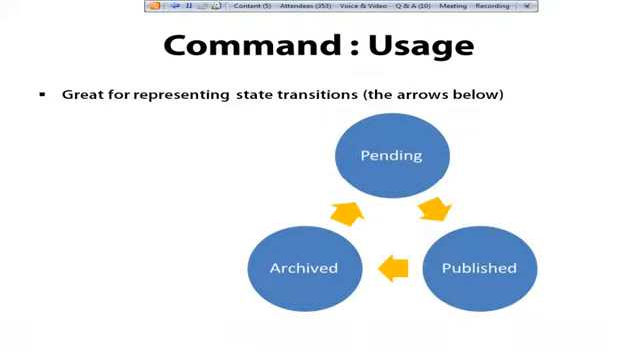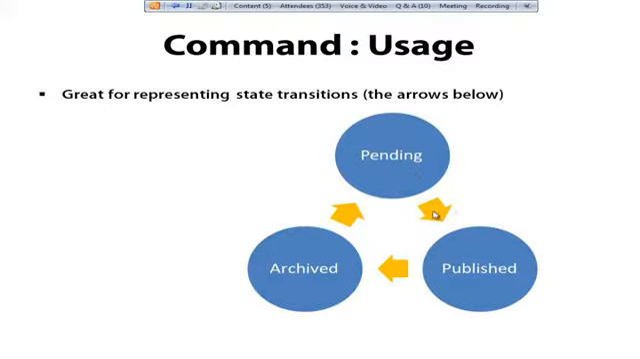One of the common usages that I've found for commands is in representing state transitions. So if you think about a web-based publishing site like codeproject.com, they have articles. And when you first create an article, it might be in draft status or pending status. And then when you're ready to publish it, now it's in published status. And maybe after a while, you go through and you clean up some of the articles because they're old and no longer useful. You put them in an archive status. So those are states that your system might be in.